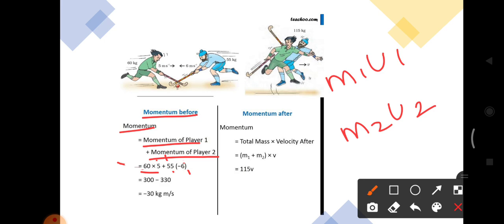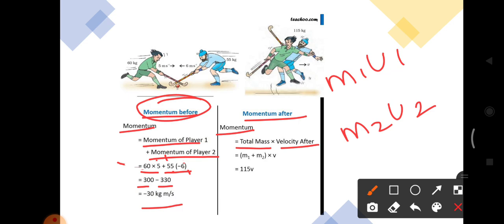When we multiply 60 into 5, we get 300. 55 into minus 6, we get minus 330. If we subtract 330 from 300, we get minus 30 kilogram meter per second. So momentum before is minus 30 kilogram meter per second. Momentum after, when they collide, equals total mass into velocity after. The total mass is m1 plus m2, the velocity is v. The value of m1 is 60, the value of m2 is 55. When we add 60 plus 55, we get 115, times the velocity v.